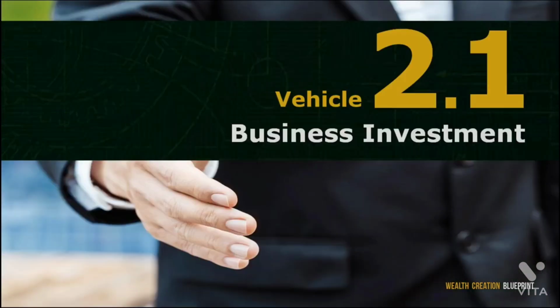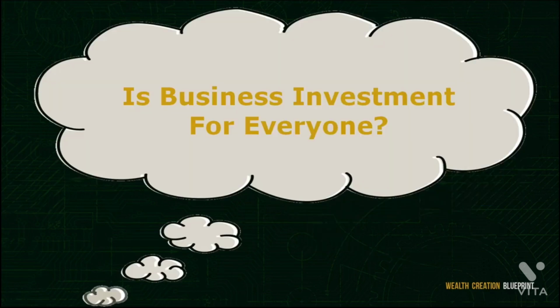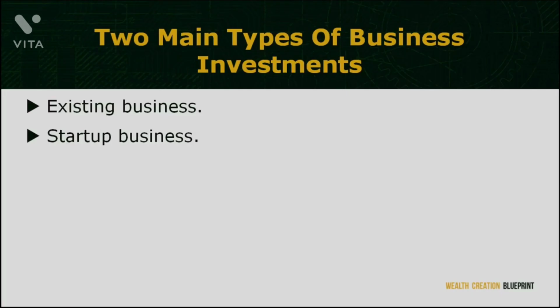Welcome back to the second module of Wealth Creation Blueprint, the advantages and drawbacks of business investment in general. If investing in business is so rewarding, why isn't everyone investing? Why isn't everyone a millionaire? So let's talk about the pros and cons of investing in business, the certainty and the uncertainty. There are two main types of business investing, the existing business and the startups.